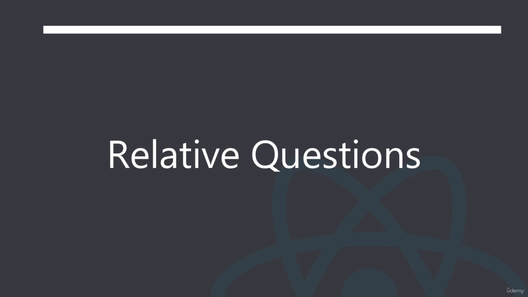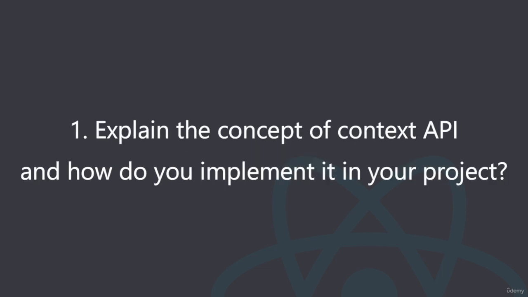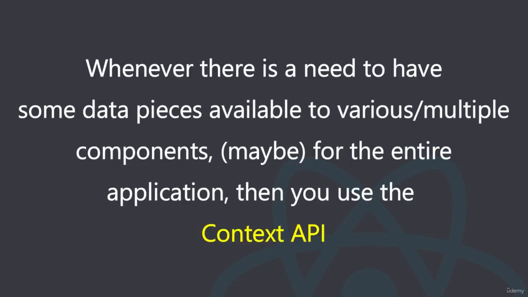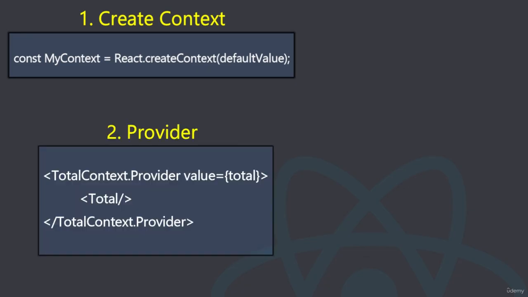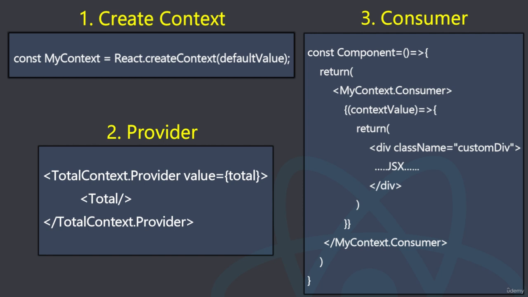So now let's talk about related questions. The first question is, explain the concept of context API and how do you implement it in your project. So we have seen that whenever you feel that you need to have some data pieces available to various components, multiple components that is, maybe for the entire application, then you use the context API, and first of all you create the context, second you implement the provider, and third you use the consumer.